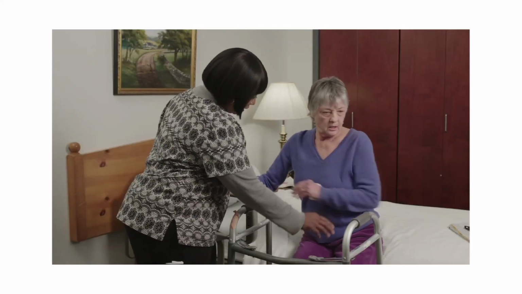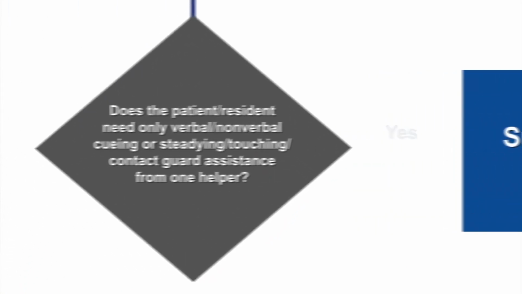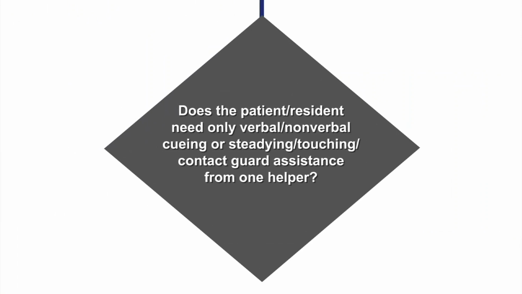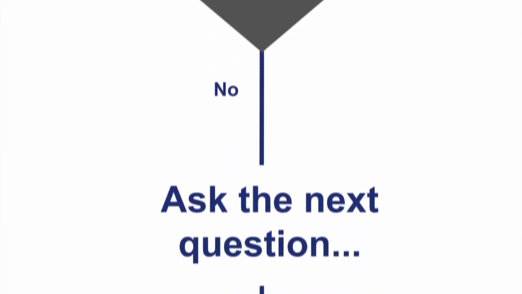In this scenario, Mrs. Jones needs verbal and nonverbal cueing from one helper, so you would use code 04, supervision or touching assistance. If, however, the answer to this question is no, the patient or resident requires more than supervision or touching assistance to complete the activity, proceed to the next question.